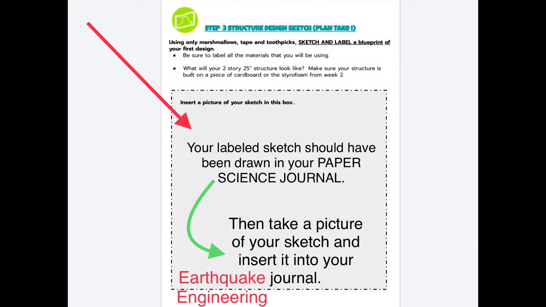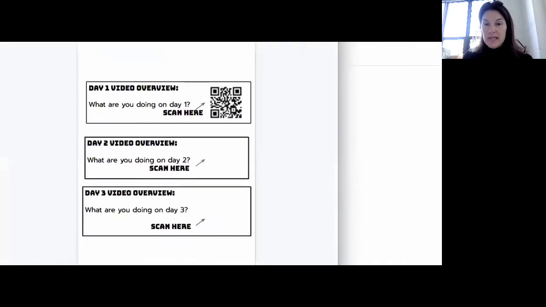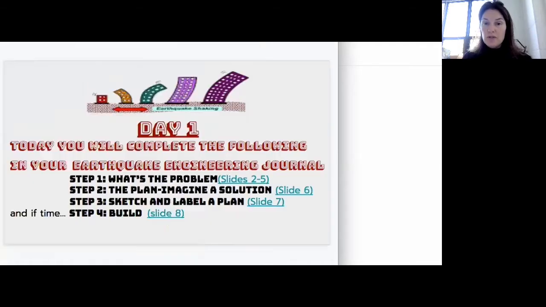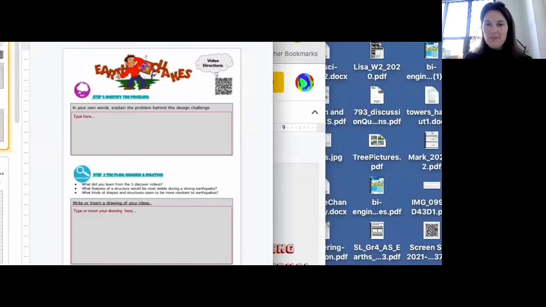If you don't remember where to get that science and engineering journal, remember that in the paper science journal that you have in front of you, you scanned this QR code right here, and it took you to your earthquake journal. So right now, if you can, go ahead and turn to your earthquake engineering journal, maybe split screen. If not, just take a mental note of what you should have completed.